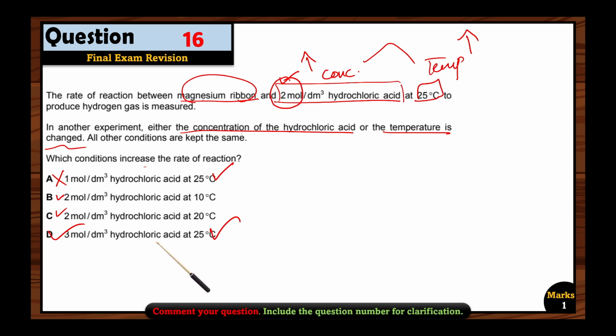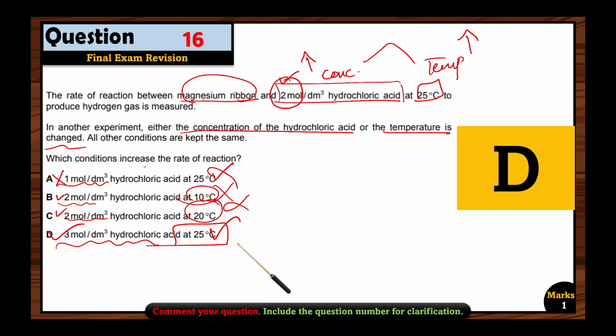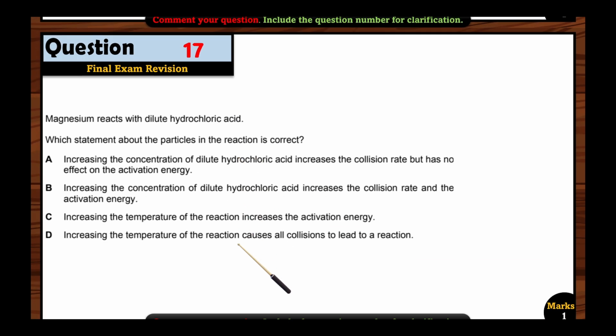So the temperature was the same, right? They only increase the concentration of hydrochloric acid. So this option can increase the rate of reaction. This option cannot increase it because now the concentration is less. Temperature is the same, but concentration is less. Here the concentration is the same, but the temperature is again less. So they will decrease the rate of reaction. Only D will increase the rate of reaction. So option D is the right option.